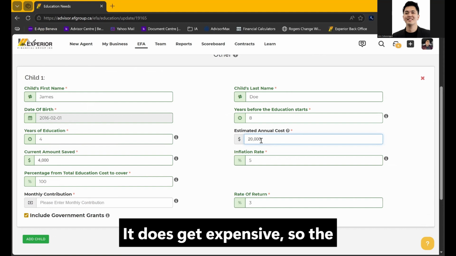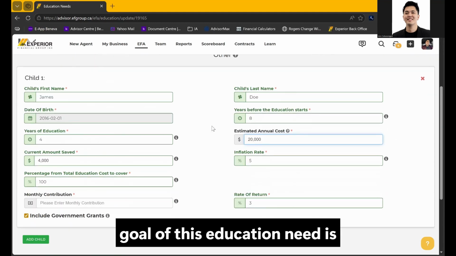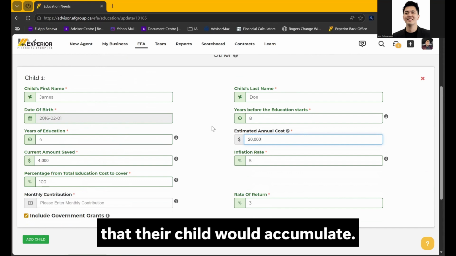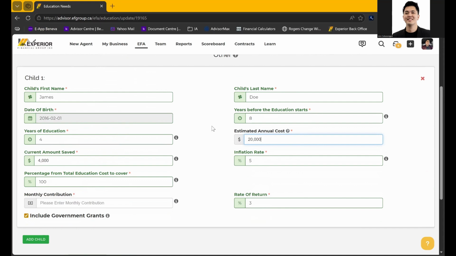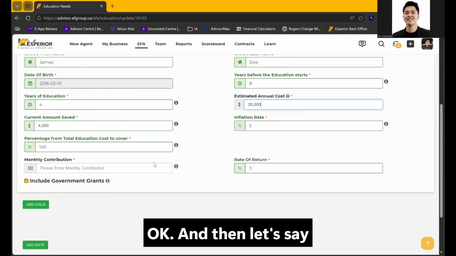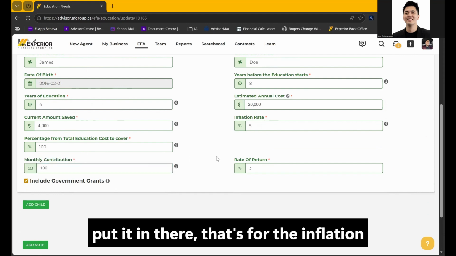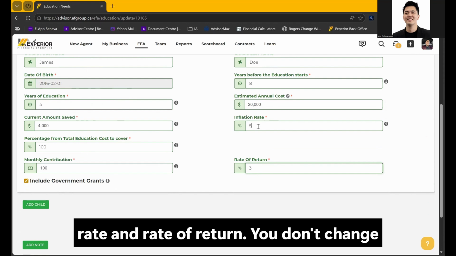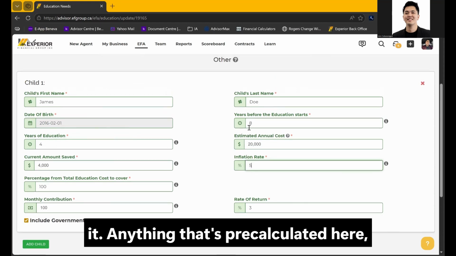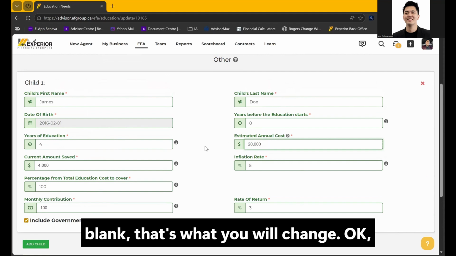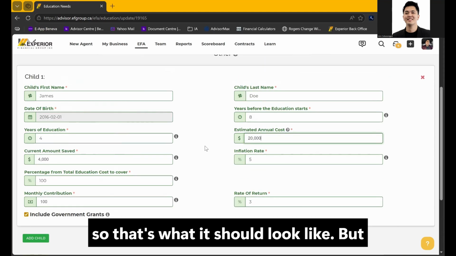It does get expensive. So the goal of this education need is to protect the future tuition fee that their child would accumulate if they were to pass away unexpectedly. Okay. And then let's say they're putting in $100 per month. You put it in there. As for the inflation rate and rate of return, you don't change it. Anything that's pre-calculated here, you don't change it. Anything that's blank, that's what you will change. Okay. So that's what it should look like.